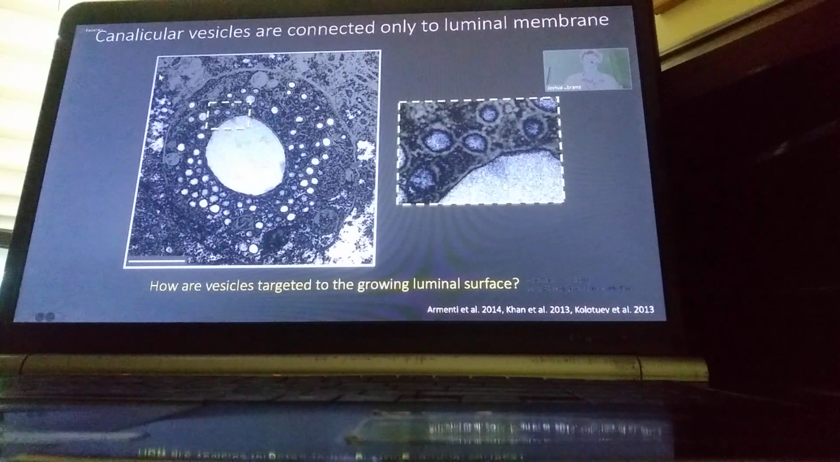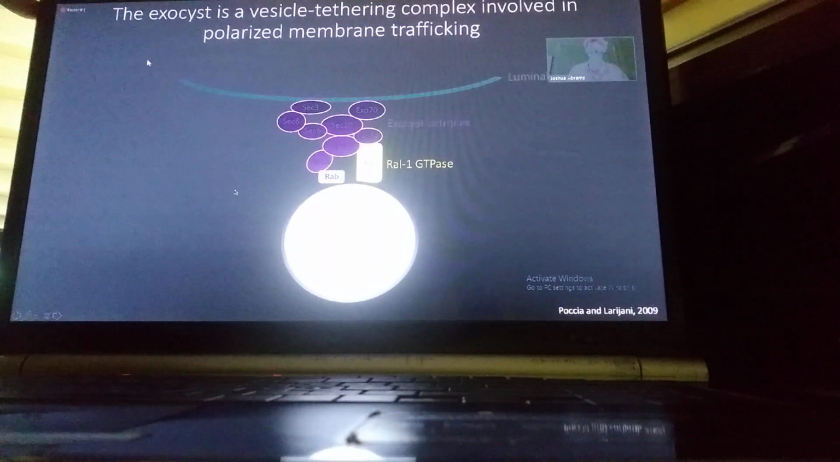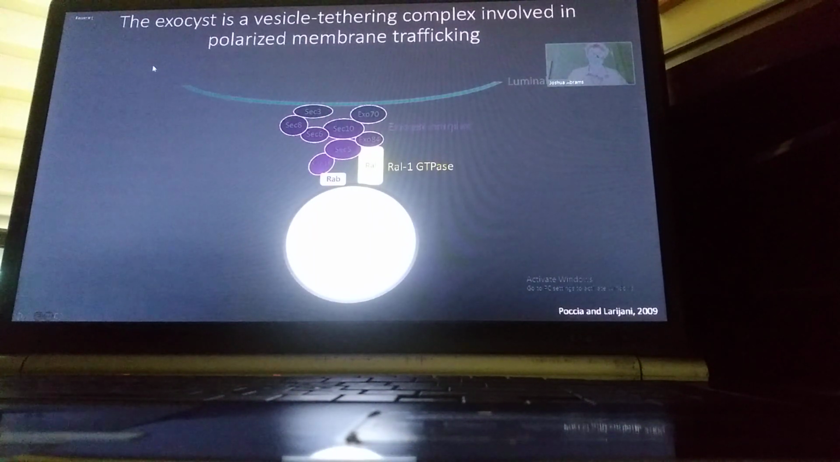So the hypothesis that had been put forth is that these vesicles are indeed contributing membrane somehow during lumen expansion, and they're required for the growth of this seamless tube. So we wondered if that was indeed the case, and if so, how are the vesicles being targeted to the luminal surface? So that led us to think about the exocyst complex because of its conserved role across species in regulating polarized membrane trafficking. So I'm showing you the complex here in purple. It's composed of 8 proteins, and there's a GTPase called RAL1 that's required for its activity.